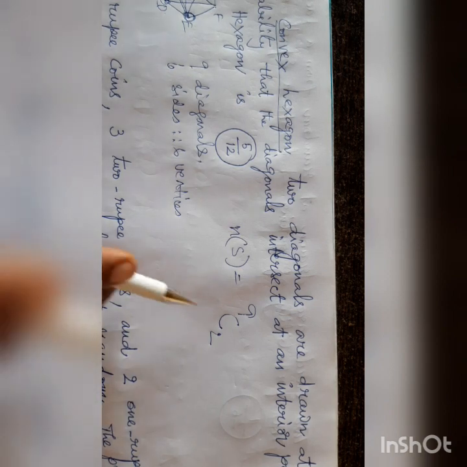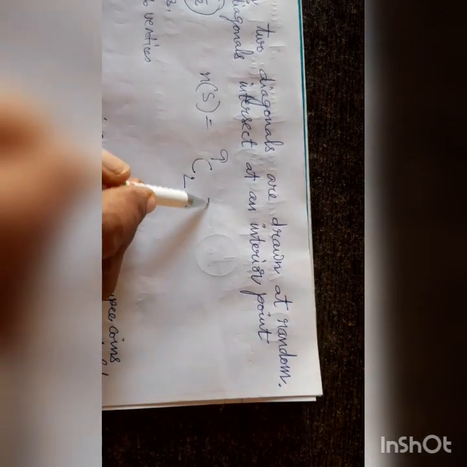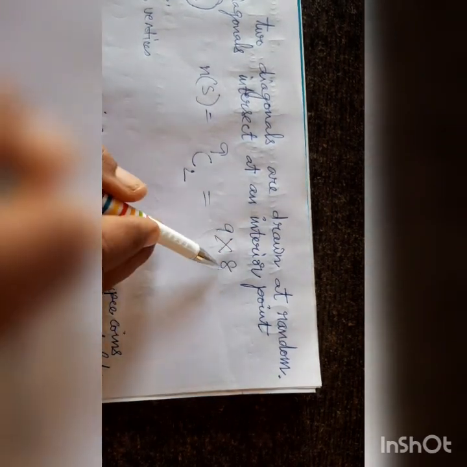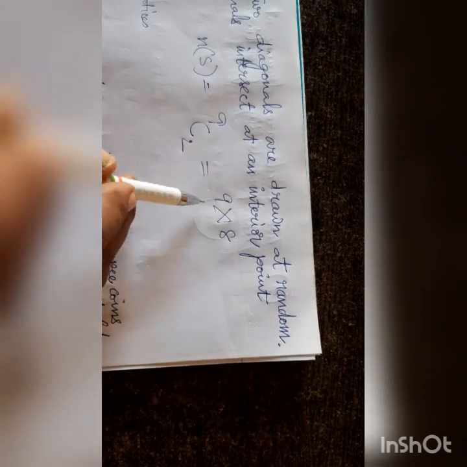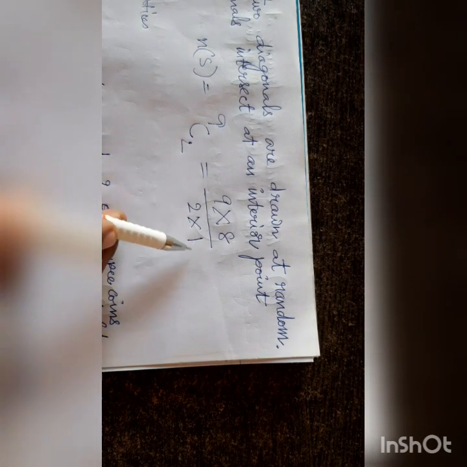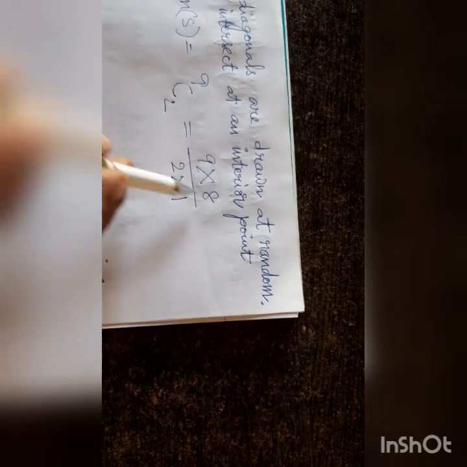So 9C2 is n of S. 9C2 means, as I told you, here is 2, so 9 into 8 backwards you have to write 2 factors, divided by 2 into 1. 2 factorial means natural numbers written backwards. 2 fours are 8, and the total is 36.